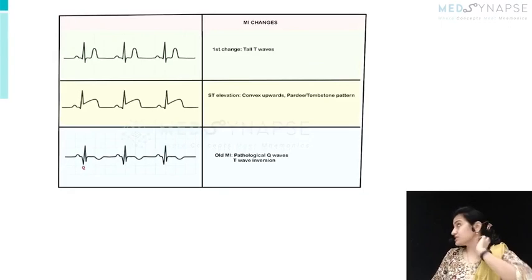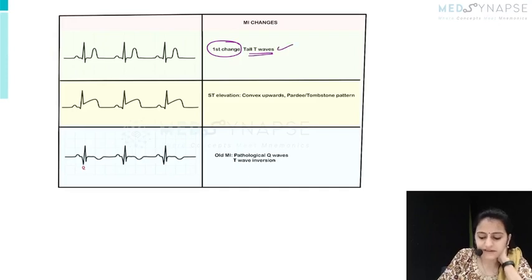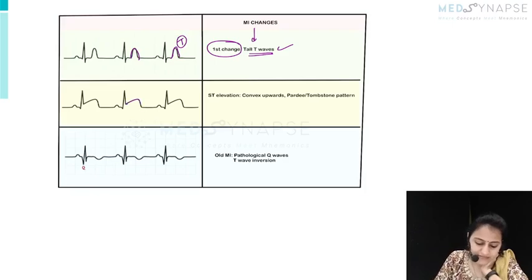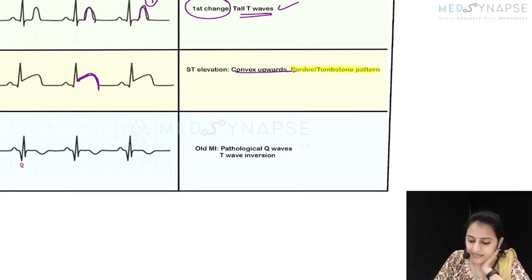MI ECG changes. If they ask you what is the first change, the first to be affected is the T waves, the tall T waves. First comes the T, then comes the ST elevation, which is convex upwards. This is called the Pardee sign or the tombstone appearance. You know how the tombstone is convex upwards.